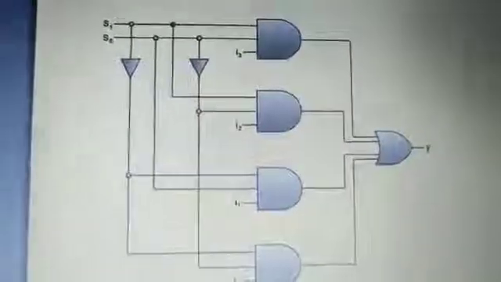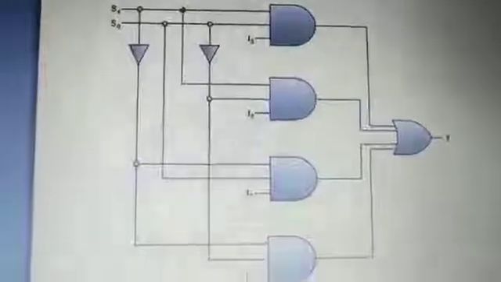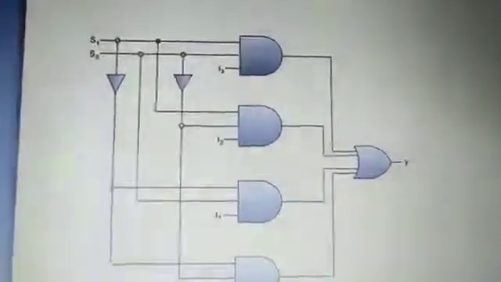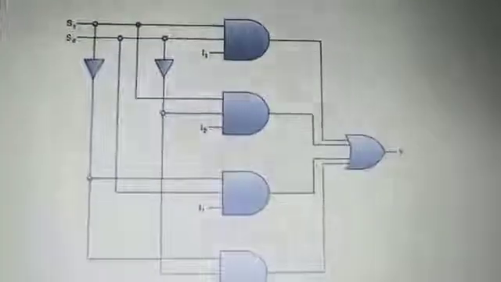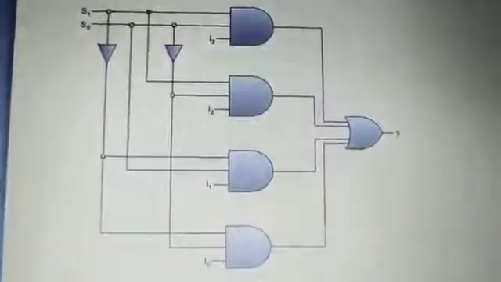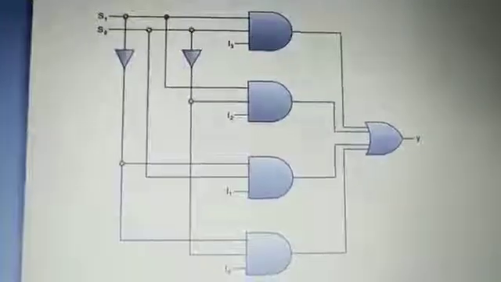And in the output expression we have seen that Y equals S0 bar, S1 bar and D0, all in multiplication form. So for each term there are 4 terms in the output. That's why 4 AND gates are required. And one OR gate is required.